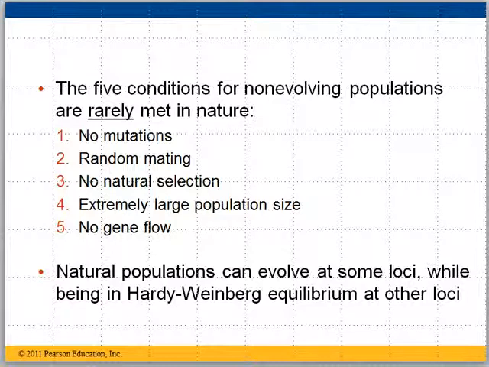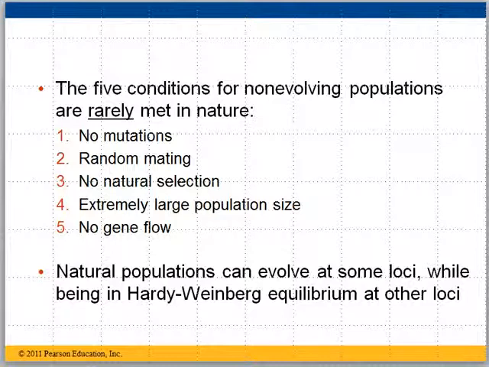Number 3, no natural selection. In other words, there's no gene or allele that gives any sort of inherent advantage to any particular individual or allele because of the environment. So all the alleles have to be equal as far as natural selection is concerned. Number 4, extremely large population size. When you have a small population size, changes can occur quite a bit more rapidly, and it's not easy to control those changes and keep that equilibrium. So this really only works when you have a nice large population size.